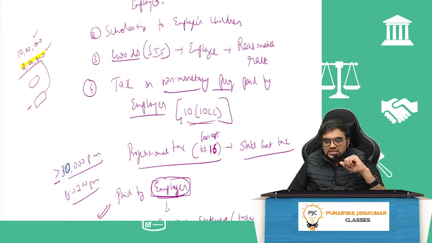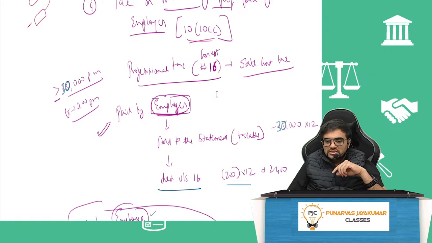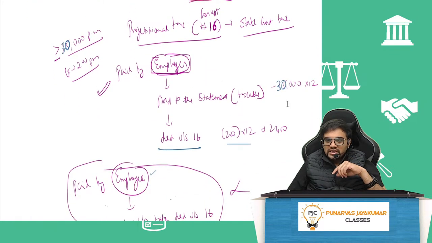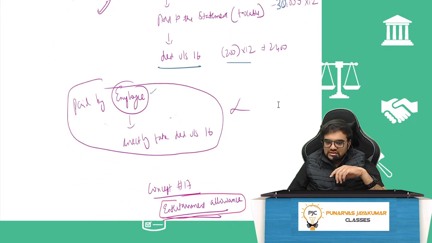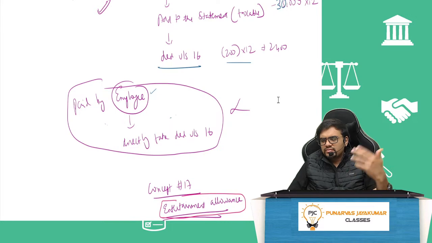Next, professional tax. It's a state government tax. If it is paid by the employer, add it to the statement, taxable. And then deduction under section 16. If paid by the employee, directly take deduction under section 16 for the employee. Because I'll pay the employee, the employee will pay on his own.